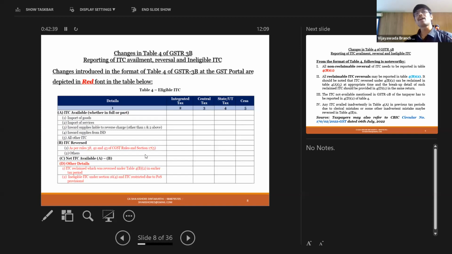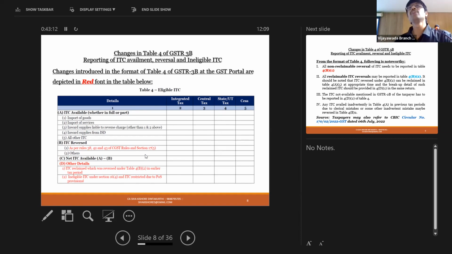Suppose you have already accounted for an invoice in your books. Goods received mid of November, goods received, invoice received, you have accounted for, but the supplier has not filed GSTR 1. What will happen? In your books ITC is available, but in 2B it won't be reflected. If it is reflected, you will reverse it. If it is reflected, you will do some action. If it is not reflected, what kind of action you will do? You keep silent.